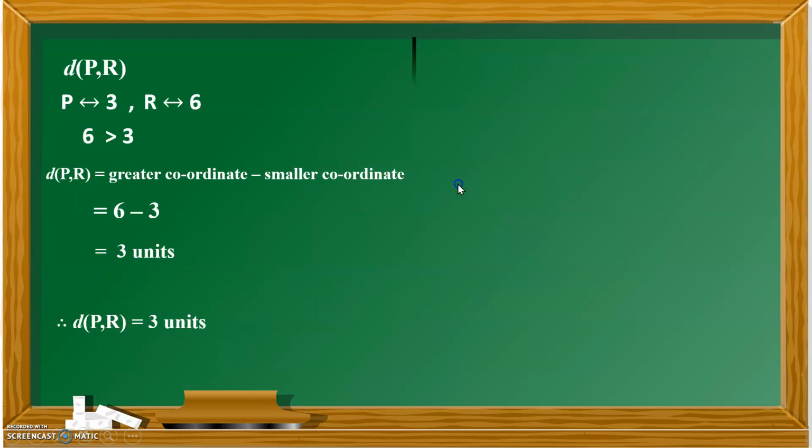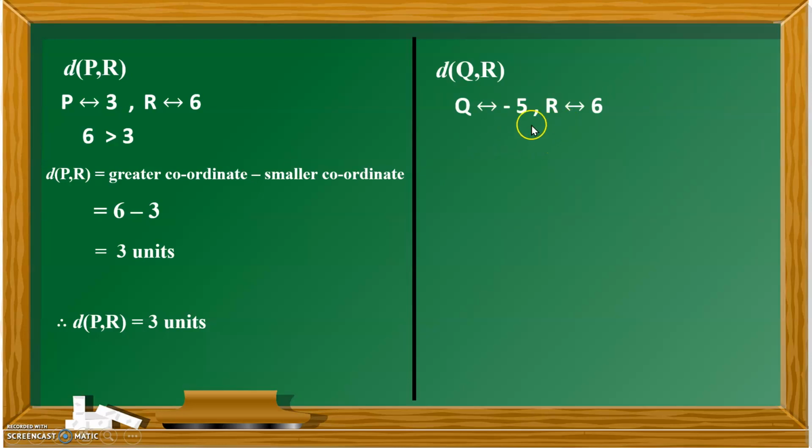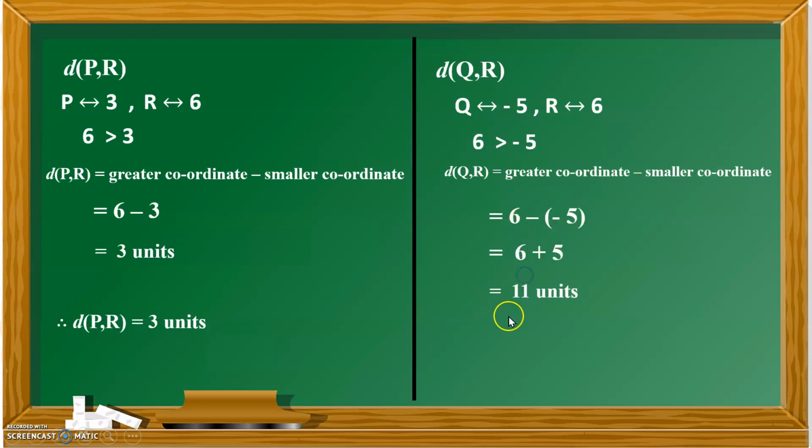Now we are left with the third distance, which is distance QR. In the same way we will proceed. -5 and 6 are the coordinates of Q and R. Out of this, which is greater? 6 is greater than -5. Then we have the formula. Then we substitute. You get 6 minus (-5), which is equal to 6 plus 5 equal to 11 units. So therefore distance QR is equal to 11 units.